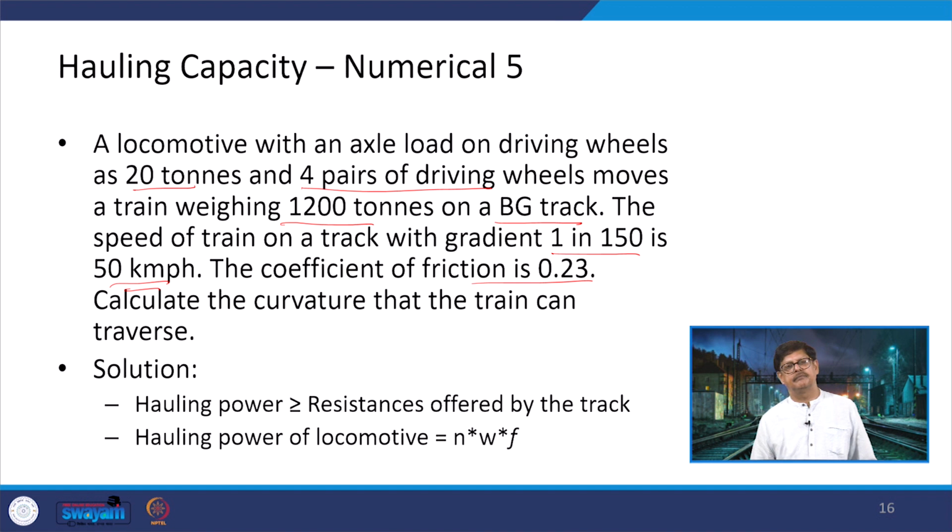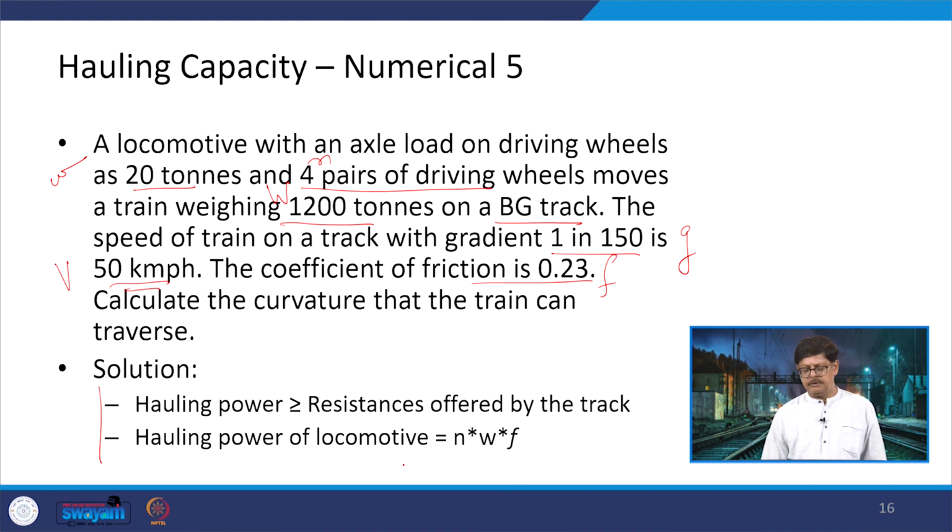So, it means there is an impact in terms of the curvature as well as the gradient, as well as the other resistances in the initial conditions due to rolling stock as well as due to atmosphere. So, we have small w as 20, n as 4, capital W as 1200, G as 1 in 150, F as 0.23, and capital V as 50 kilometers per hour. This is the data which is given to you. First of all, write down this data, and then start working with the same concept that the hauling power has to be greater than or at least equal to the resistances offered by the track.